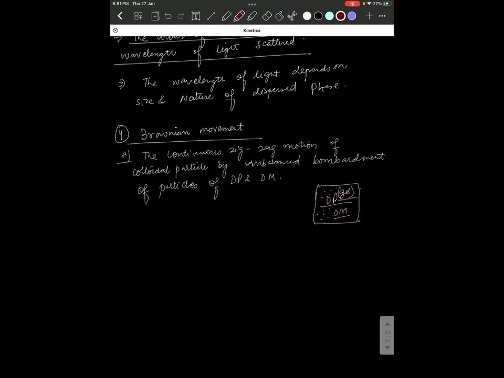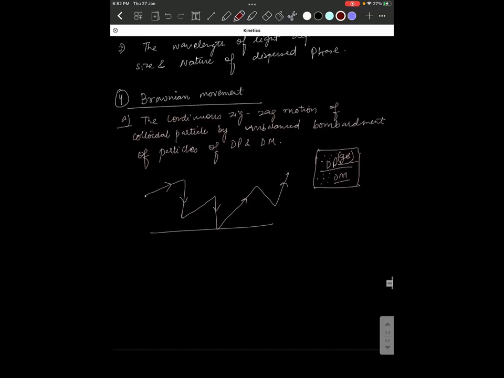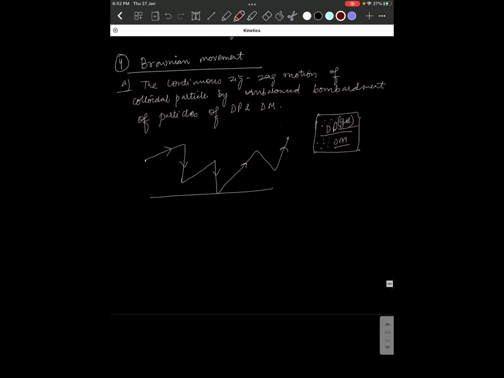Yes, ma'am. They will be bombarding with each other. So the continuous zigzag motion of these colloidal particles: if this colloidal particle strikes, it will show movement like this. From here it will go like this, from here it will go like this. So it will show a zigzag movement. That zigzag movement of any particle present in the dispersed phase and dispersed medium solution is known as Brownian movement.